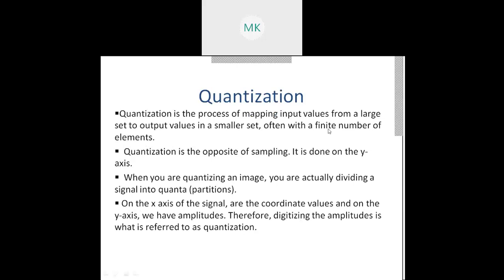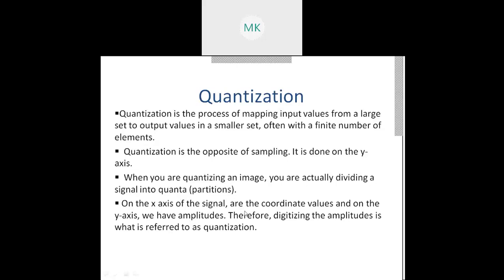Next we'll consider quantization, which is the next step after sampling. Quantization is the process of mapping the input values from a large set to output values in a smaller set. So it is opposite of sampling. Sampling is done on the x-axis, whereas quantization is done on the y-axis. When you are quantizing an image, you are dividing the signal into quanta. Quanta are nothing but partitions, so we are partitioning the image into different parts.